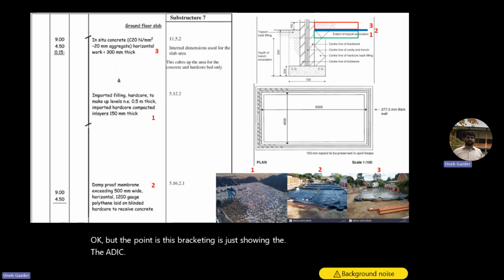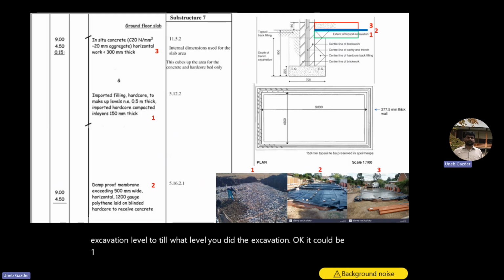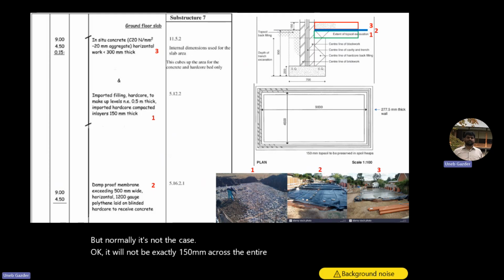Because for the thickness of hardcore, you have to go back and check what was the excavation level, to tell what level you did the excavation. It could be 150 millimeters, same thickness as the slab, then fine. But normally it's not the case. It will not be exactly 150 millimeters across the entire plot. So the bracketing is showing the same area.